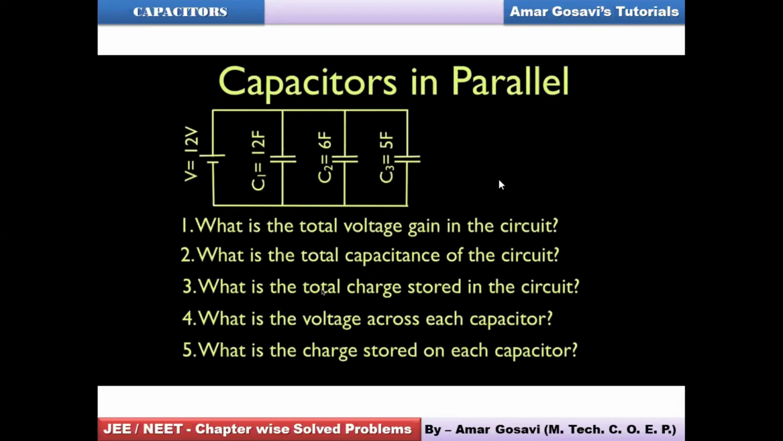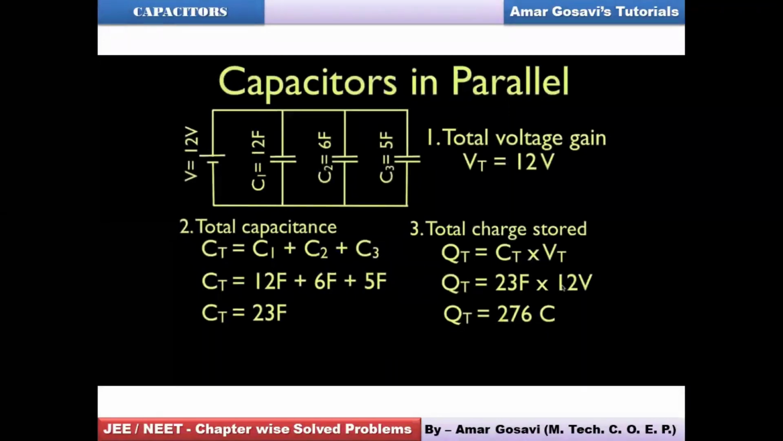Hopefully you have noted this down, friends. So capacitors in parallel is the topic of analysis now. Let's move ahead. The total voltage gain, friends, is the same thing, 12 volt straight away. Total capacitance, second part of the problem. Add them, C1 plus C2 plus C3, and you get 12 plus 6 plus 5, that is 23 farad.